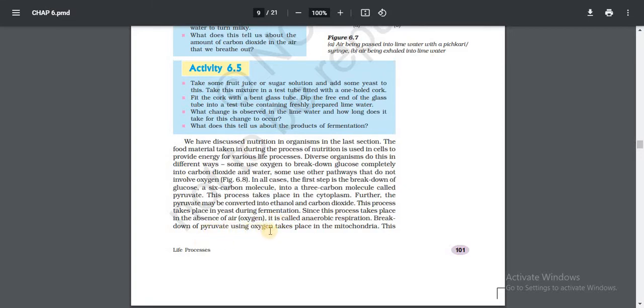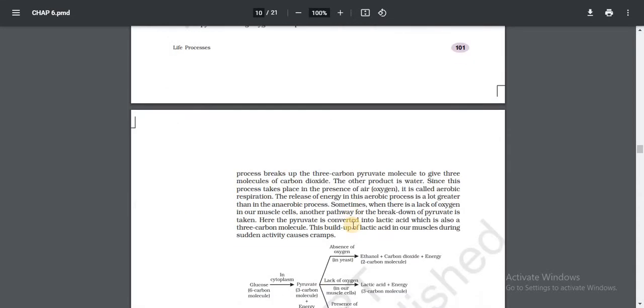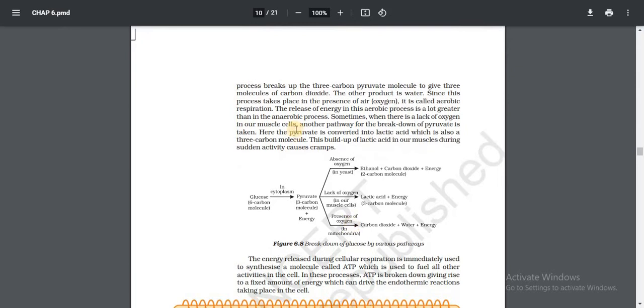Breakdown of pyruvate using oxygen takes place in the mitochondria. This process breaks up the 3-carbon pyruvate molecule to give 3 molecules of carbon dioxide. The other product is water. Since this process takes place in the presence of air (oxygen), it is called aerobic respiration. The release of energy in this aerobic process is a lot greater than in the anaerobic process.